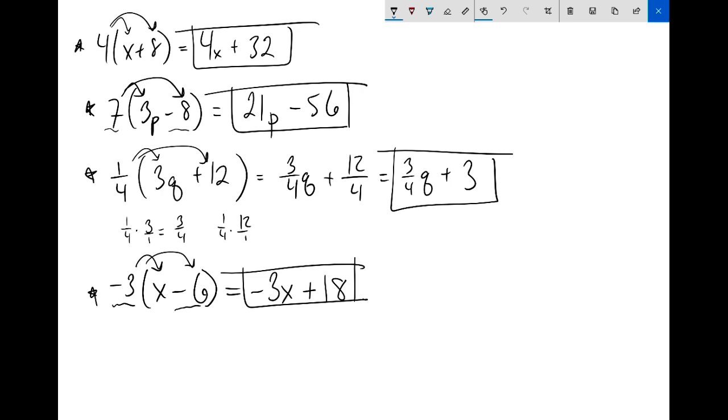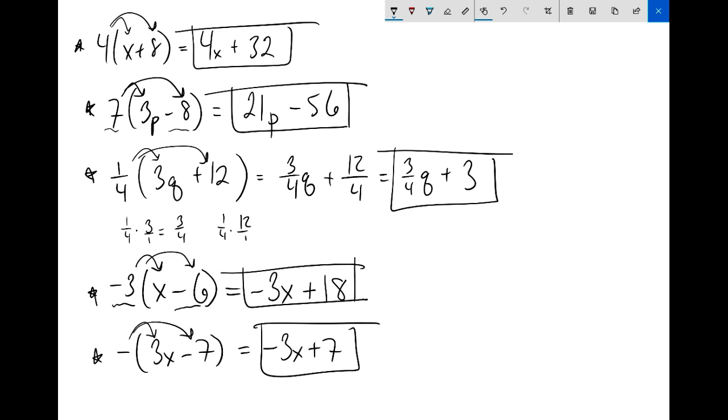If you just have a negative outside, how do you treat that? You treat it as a negative 1. So you basically just put the negative through, and all it does is flip the sign on everything. Think of this as a negative 1 times. Negative 1 times 3 turns to negative 3. Negative 1 times negative 7 turns to positive 7. Anytime you distribute a negative number through, it basically just flips the sign on everything.